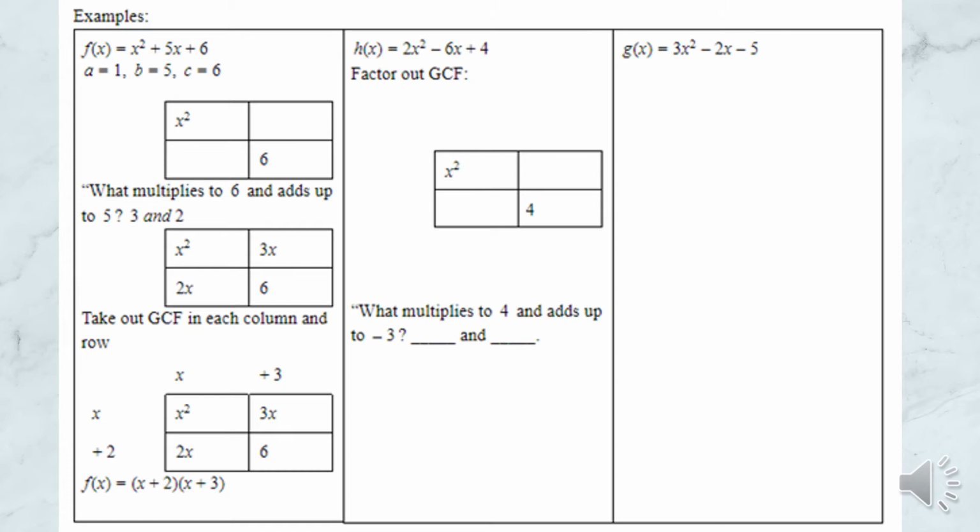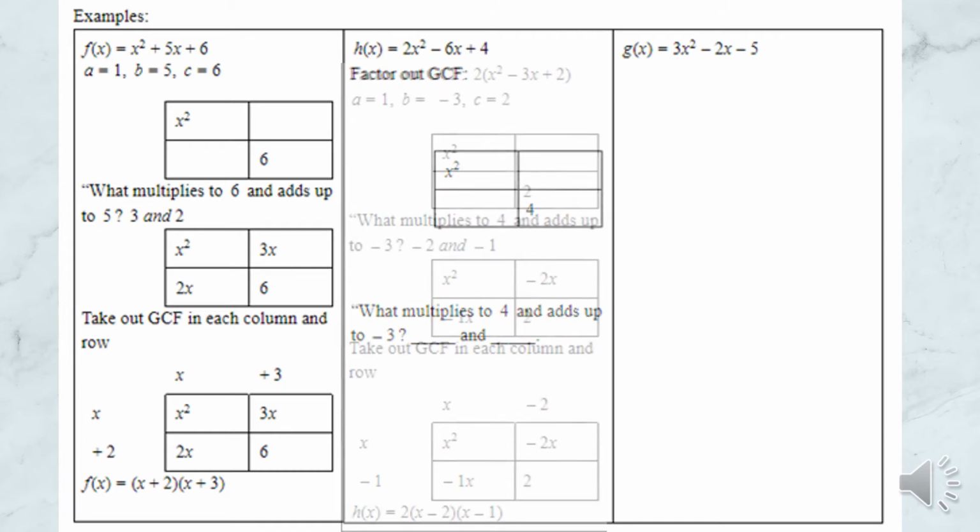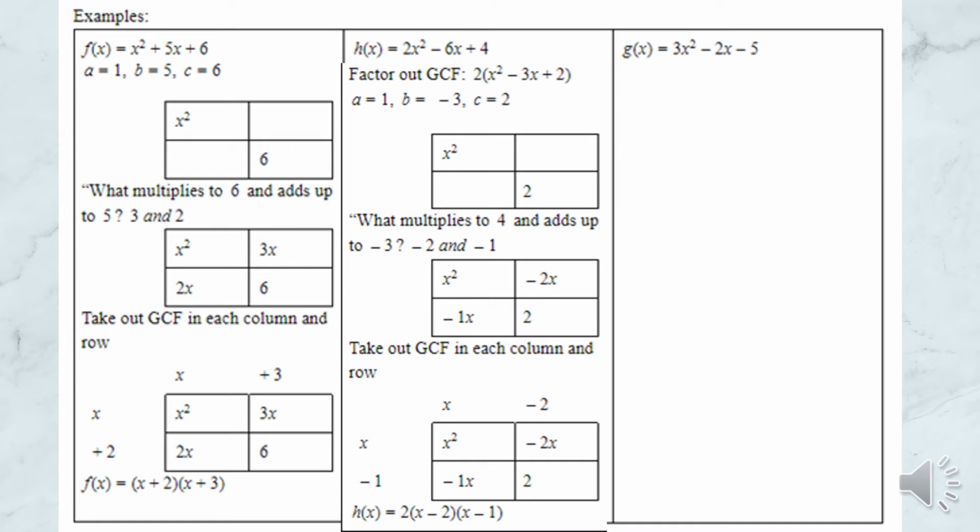And then we take out the GCF in each column and each row. If I'm looking at the first column, I have x squared and 2x. Both of them have an x, so I put that on the top. In 3x and 6, they both have a 3, so that's my GCF there. In the top row, I have x squared and 3x. Again, my GCF is x, and 2x and 6 both have a factor of 2, so I pull out a 2. I then combine what's on the outside, so I have x plus 2 and x plus 3, so those are my binomials giving me my factored form. In the middle, I again factor out my GCF, where I have 2 times x squared minus 3x plus 2.